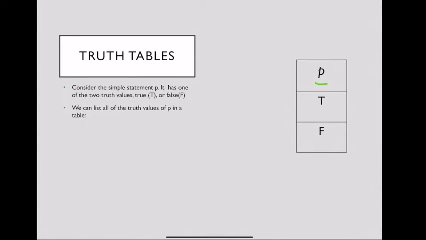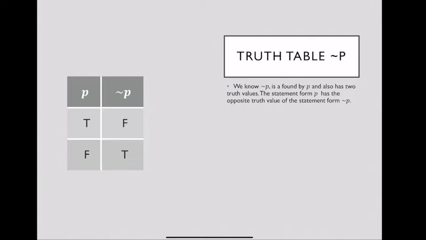So remember, when I have a simple statement P, it could have 2 possible truth values. It could be either true or false. In logic, there's no gray areas. So we can list all the logical values of P in a table. Here's the truth table for not P. This is the negation of P. So here we have not P. It takes the truth value from true to false.